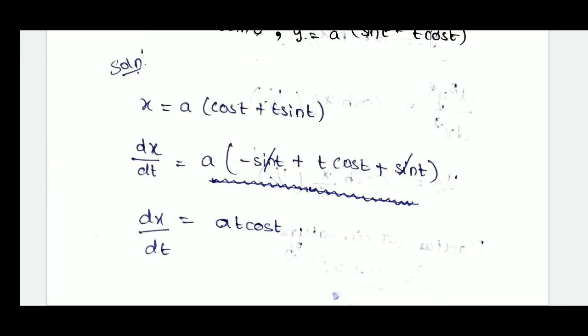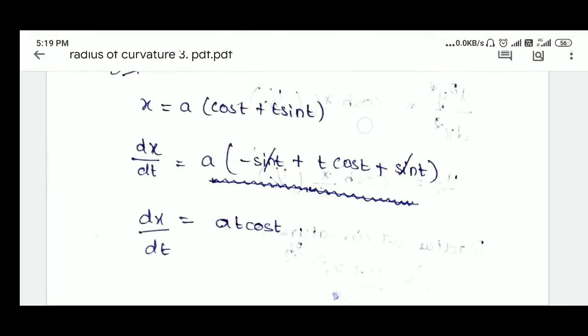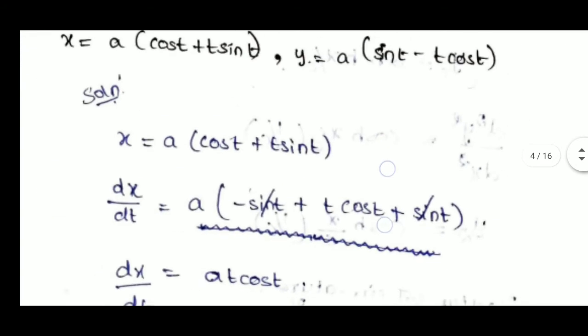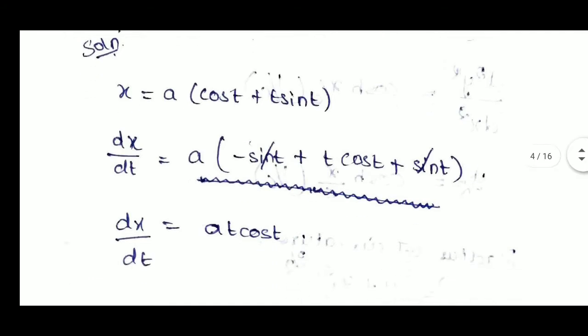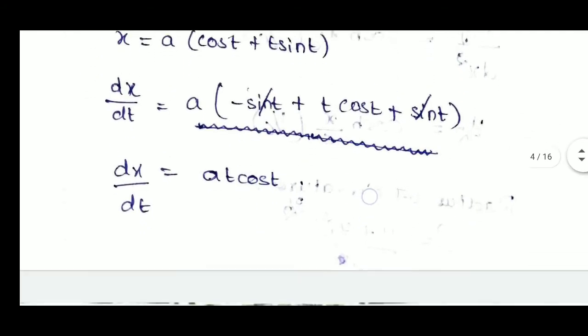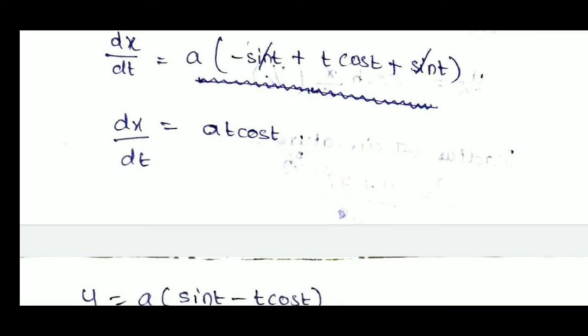dx/dt = a, where a is constant so we write it as it is. The differentiation of cos t is -sin t. Next, t sin t is of the form u into v; we write t as it is, the differentiation of sin t is cos t, plus the differentiation of t is 1 into sin t. So plus sin t and minus sin t get cancelled. dx/dt = a t cos t.